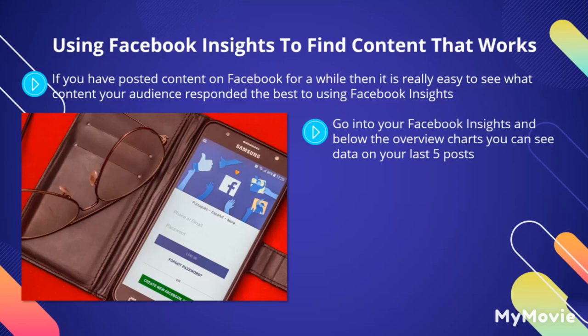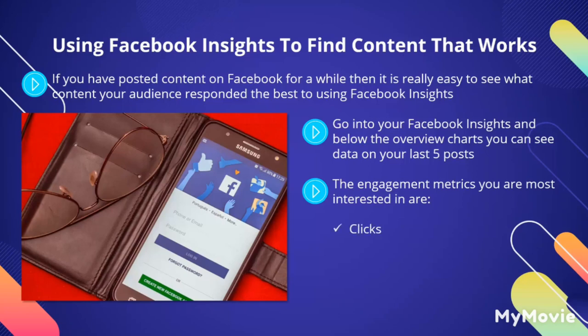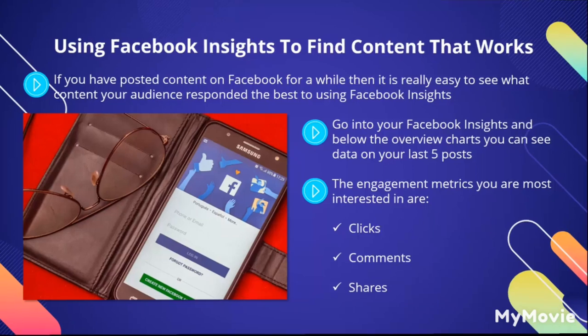Go into your Facebook Insights, and below the overview charts, you can see data on your last 5 posts. Then you can choose to look at the data for all your posts by clicking on See All Posts. You will be able to see the reach of each post and the levels of engagement. The engagement metrics you are most interested in are clicks, comments, and shares. The number of clicks is definitely something that you want to take a good look at, as this is the number of users that clicked through to your website.